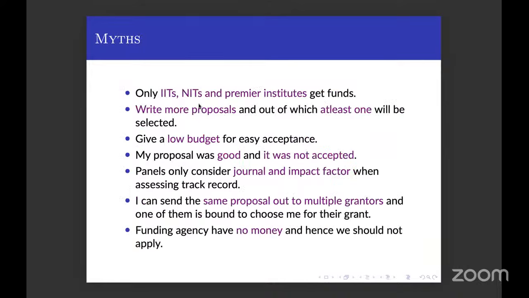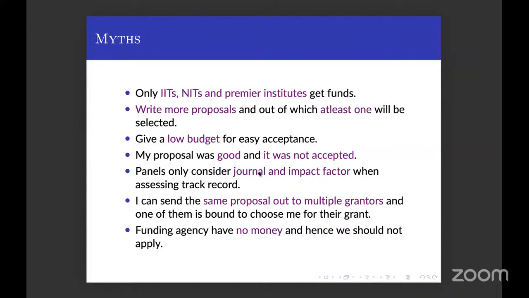Coming to the myths. Only IITs, NITs, and premier institutes get funds. This is a myth we have. Write more proposals, and out of them at least one will be selected. So what is our concern? You write 10 proposals, send the same proposals to 10 agencies, and at least one will be accepted. So this is also a myth.